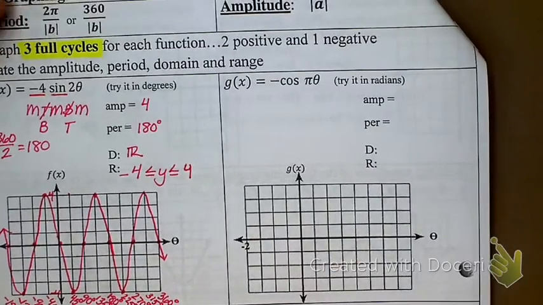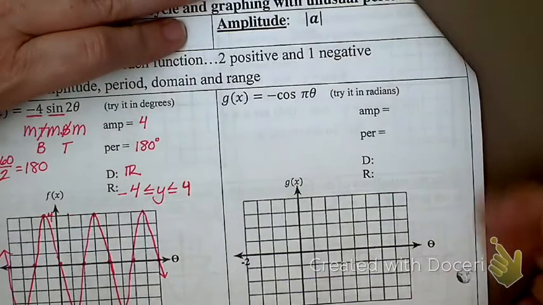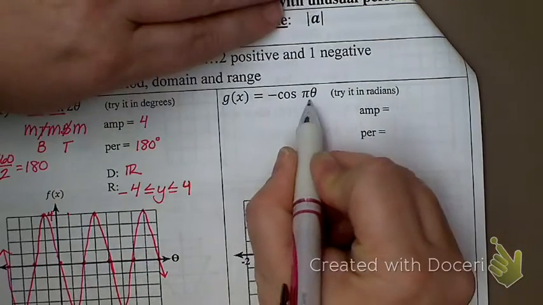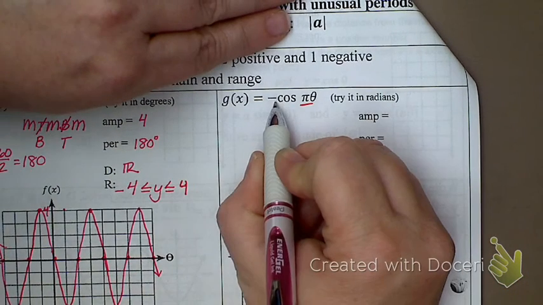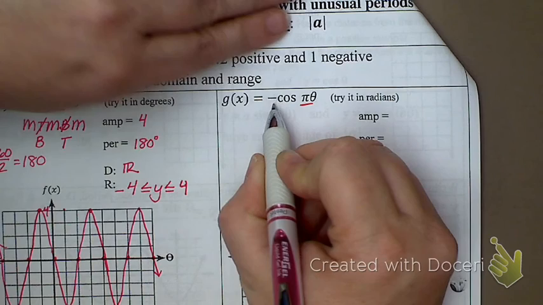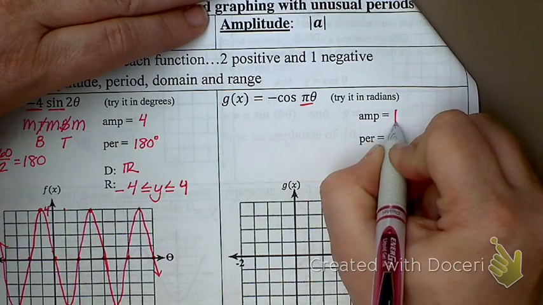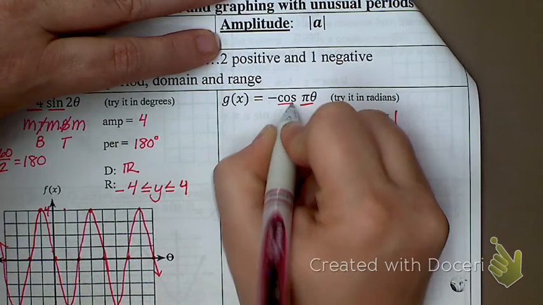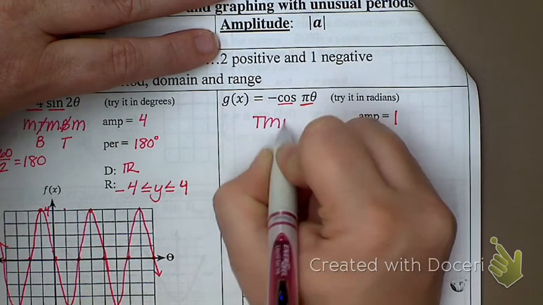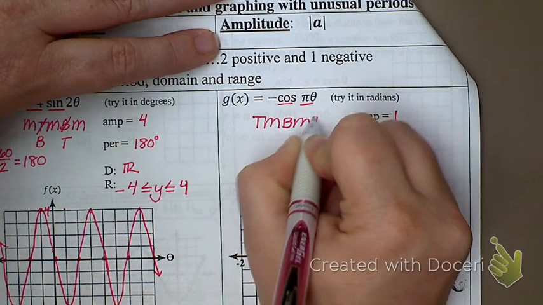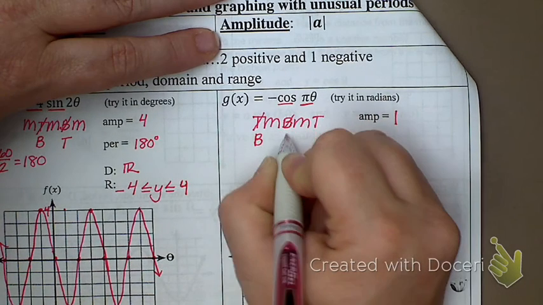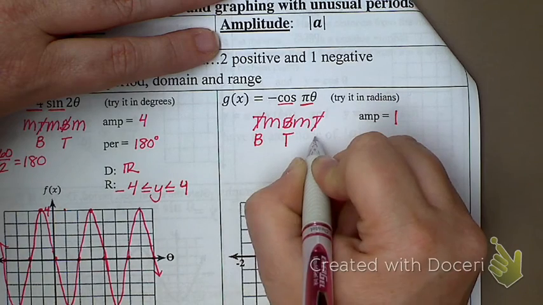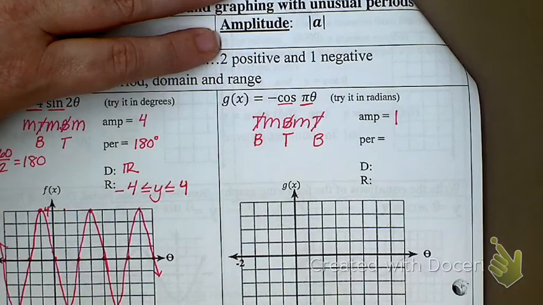All right, now things get a little bit different. The reason why this one is different is because our b value is a little different. So let's talk about this for a minute. First of all, there's no number in front of cosine, which means that my amplitude is 1. Cosine is my Teenage Mutant Ninja Turtles. However, because it's negative, this is going to become a b. That's going to become a t. And that's going to become a b. So I'm going to start at the bottom instead of the top.